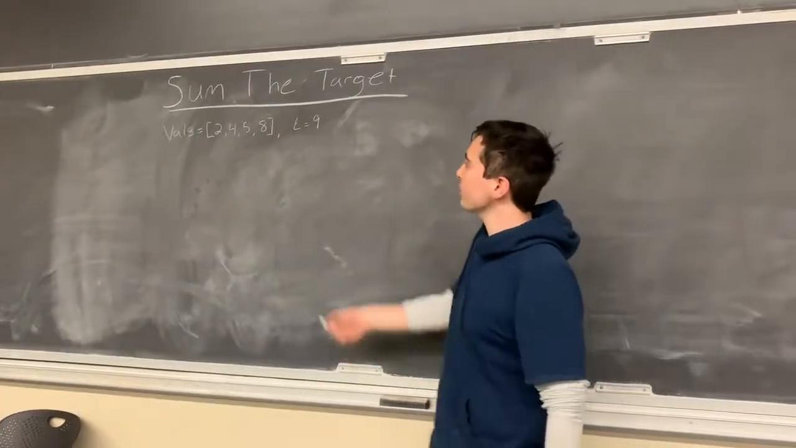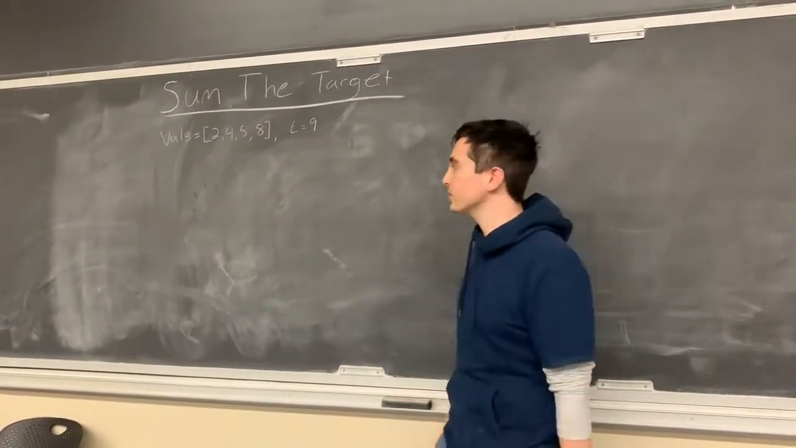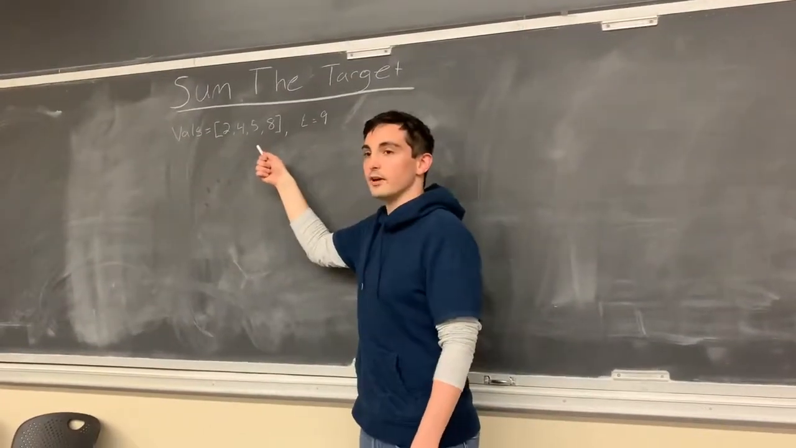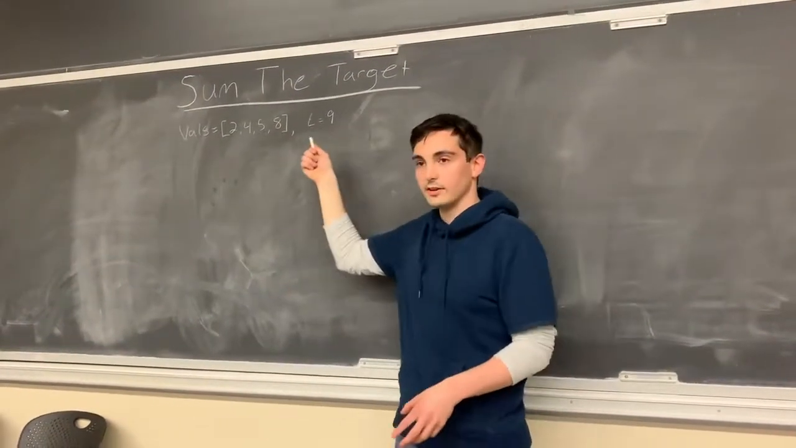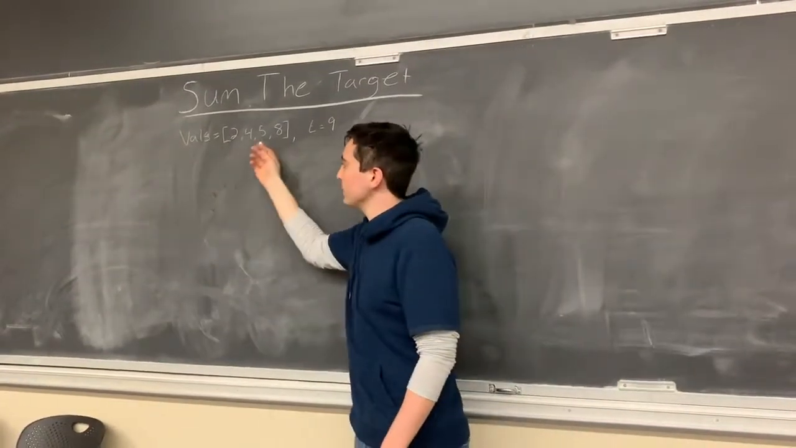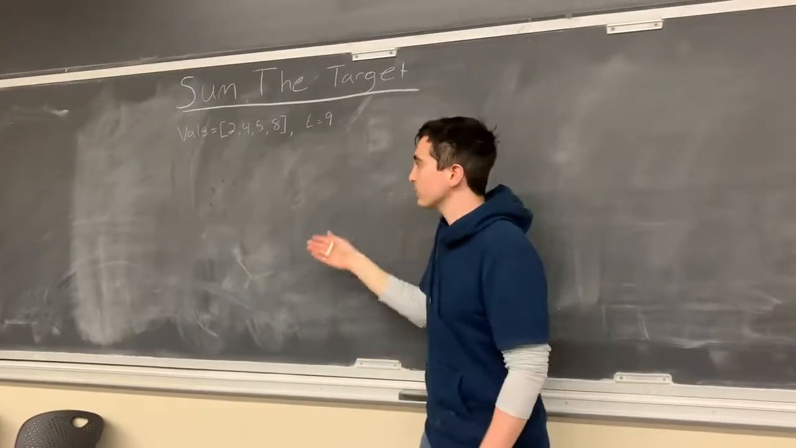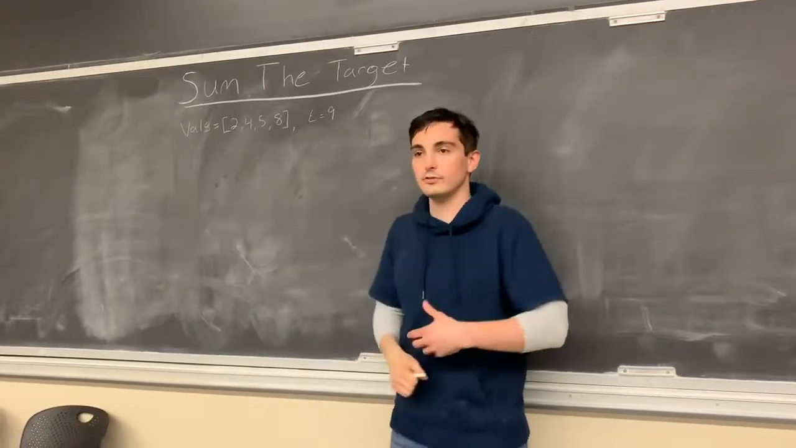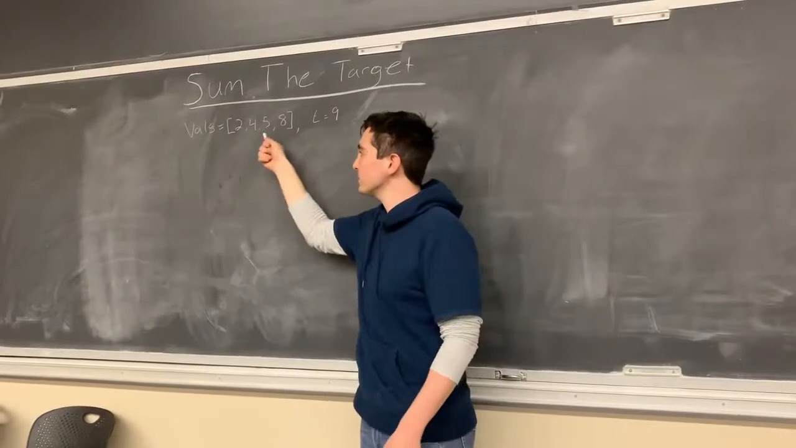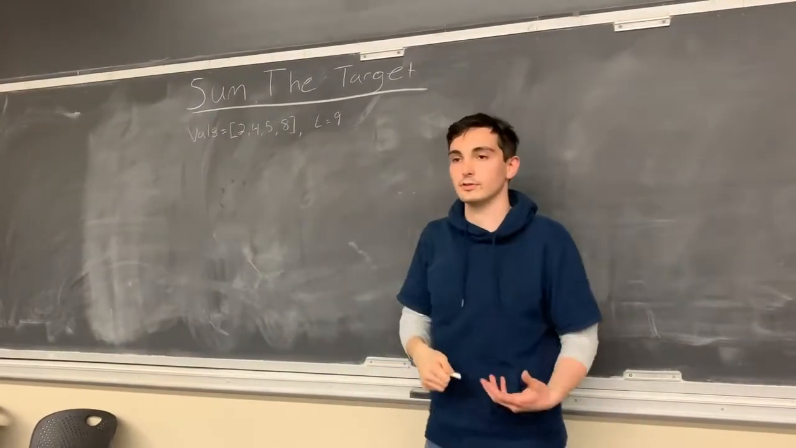Today we are going to be solving the sum the targets problem, and in this problem you're going to write a function that takes in an array of integers of values and a target number, and you are going to return true if there's any combination of these values that sum to the target. So for example here 4 plus 5 equals 9, so you'd return true. If no combination of these sums to the target, then you'd return false.